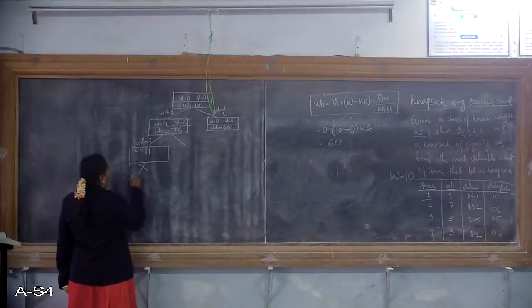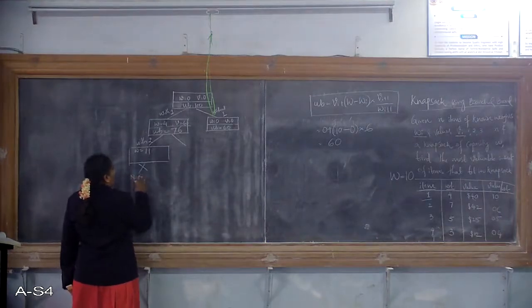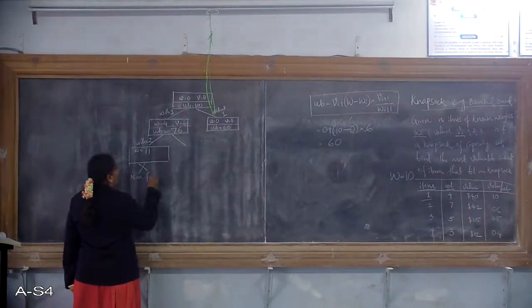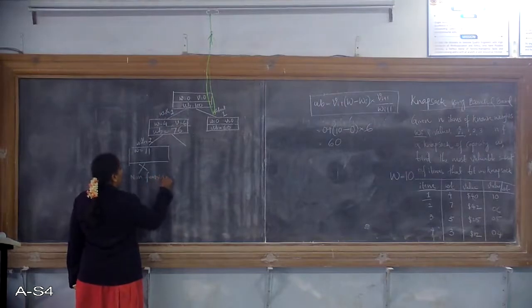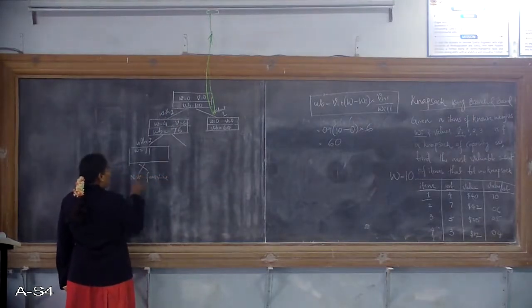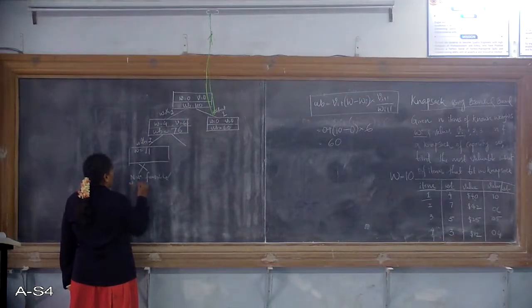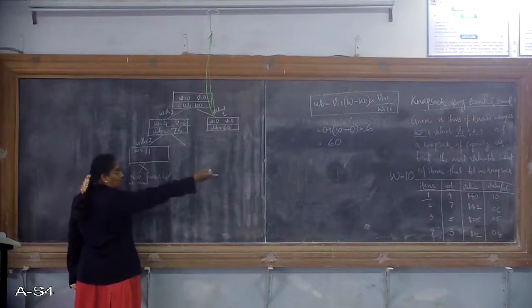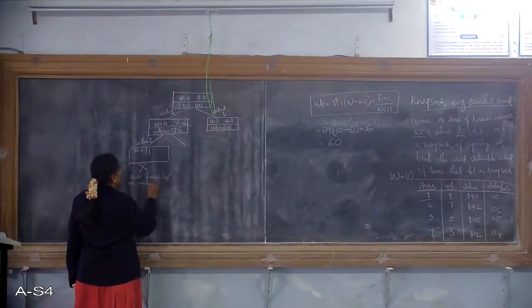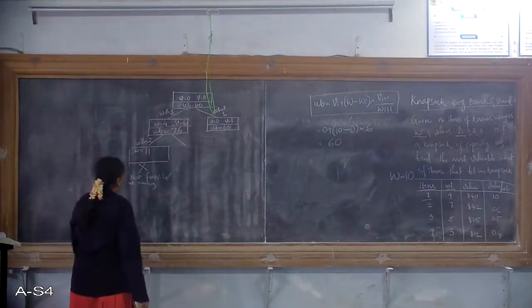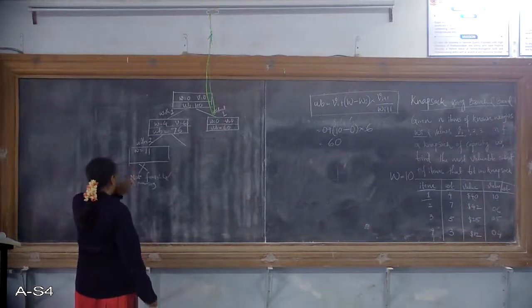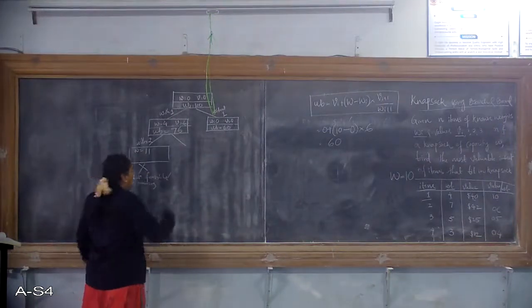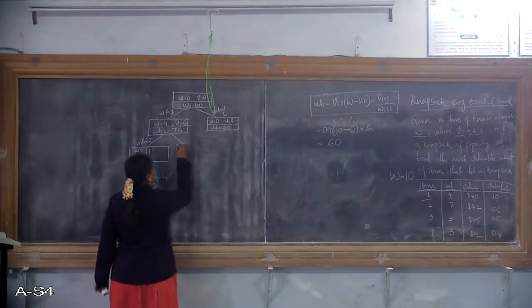Right? Also you can say non-feasible, or not feasible, or non-promising node, because the total weight is greater than the knapsack weight given. So this is called a non-promising node or not feasible node. So we need to explore the node on the other side.